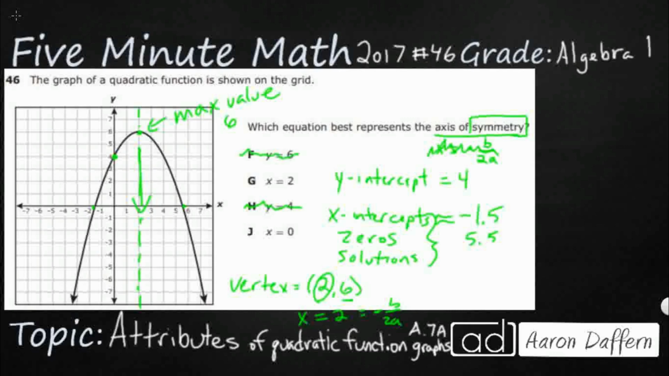And so we could have immediately gotten rid of F and H if we wanted to because it's y equals. You're not going to get y equals 6, which is this right here. y equals 4 is this right here. Those are not symmetrical lines. And then x equals 0 is this y-axis. That doesn't work. So my answer here is G.